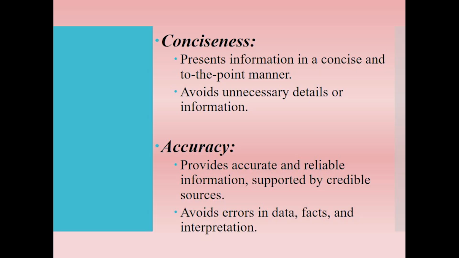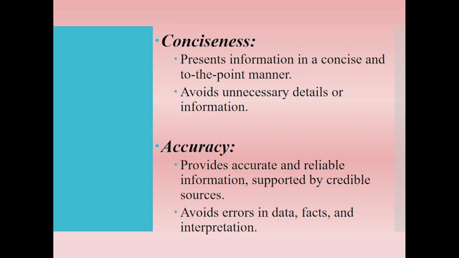So we talk about conciseness. It should not be very voluminous. It should present information concisely and to the point. It's not beating around the bush. It should avoid unnecessary details and information. And accuracy is there when we say that it should provide accurate and reliable information, supported by credible sources. So we should avoid errors in data, facts, and interpretation.